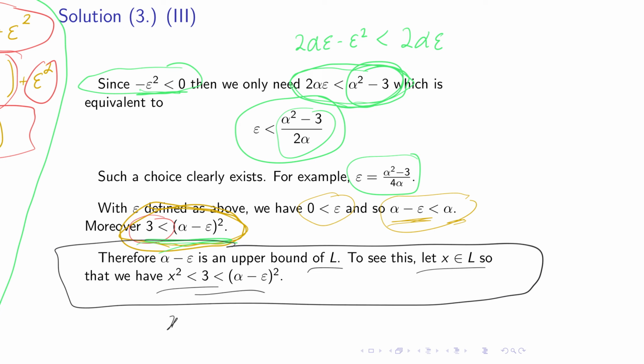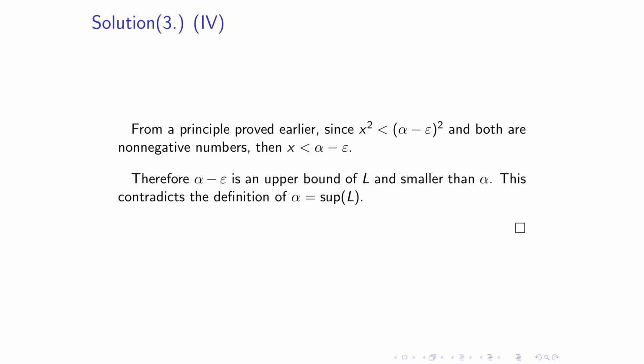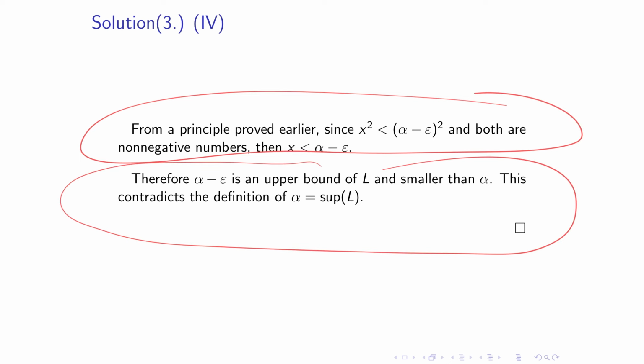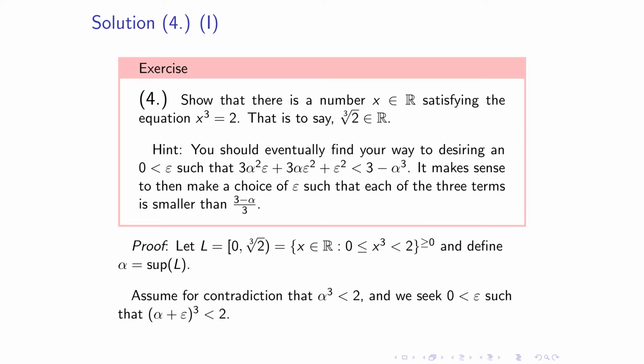So we get that x squared is less than alpha minus epsilon squared, and this then implies that x is less than alpha minus epsilon. That's the demonstration that alpha minus epsilon is an upper bound of the set L. And here I'm basically just reiterating some of that. But again, the main logic of this argument is that since I now have an upper bound of L which is smaller than alpha, alpha cannot be the supremum, but it was assumed to be the supremum, so that's a contradiction. So, moving on to the next exercise, we'll now look at a cube root.